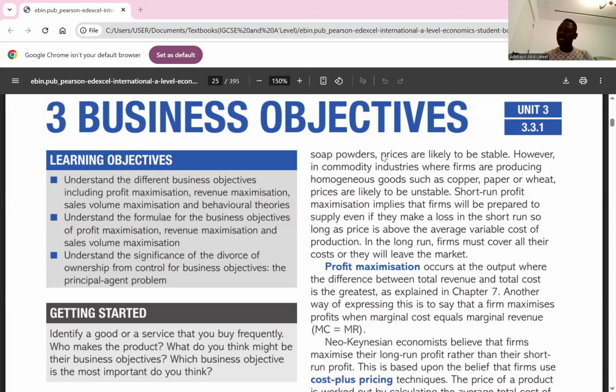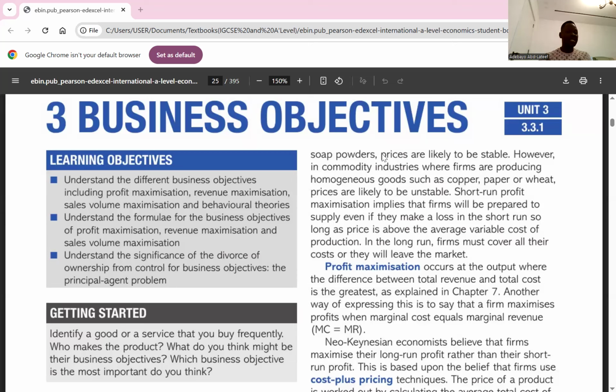So here I wrote, a business objective is a result that a firm aims to achieve. It forms part of the planning process for firms and will influence the pricing policies and the planned output for the firm. As a firm, you have an objective. So whatever your objective is, it will be part of your planning in terms of pricing and in terms of output. Like a firm that is aiming at profit maximizing.